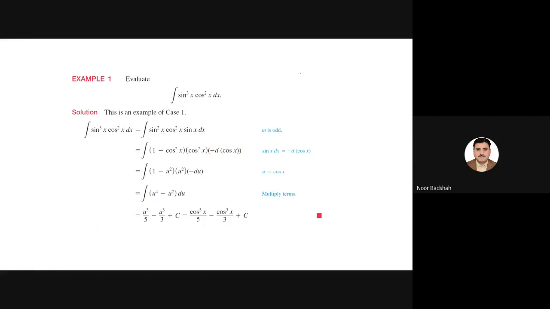If you have sin 5x only, integral of sin 5x, then what would you do? You will write this as integral of sin 4x into sin x, right? The same thing for cos as well, if you have cos 5x or something.